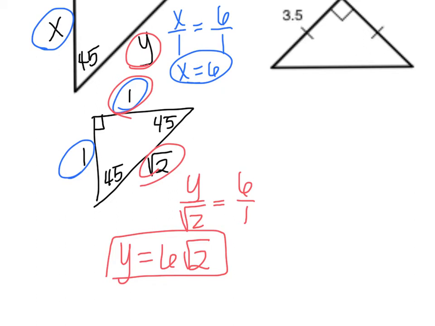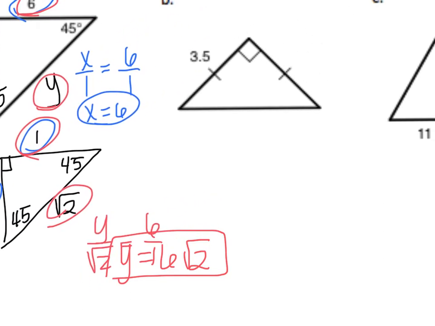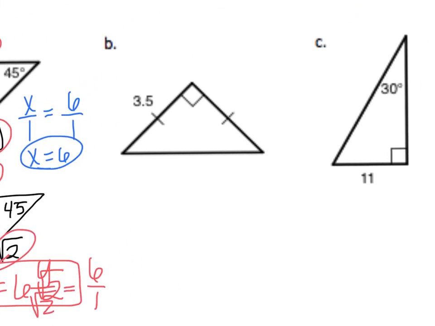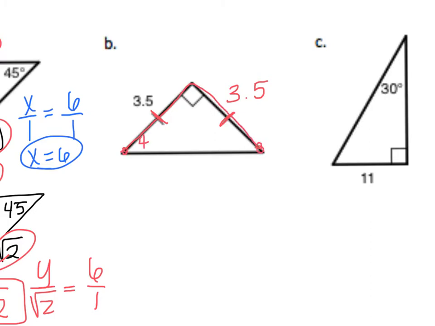Okay, so just setting up triangles. The big thing is drawing the first triangle correctly. So letter B, I see that I have two sides congruent, so I know that this is also going to be 3.5. So if two sides are congruent, that means their two angles are also going to be congruent. So this is a 45, 45, 90 triangle. So again, I'm going to go ahead and draw this.